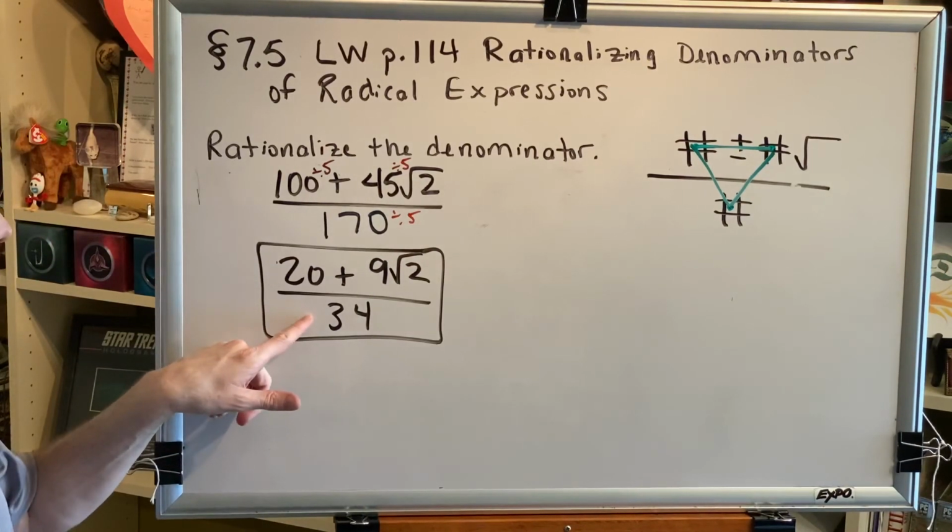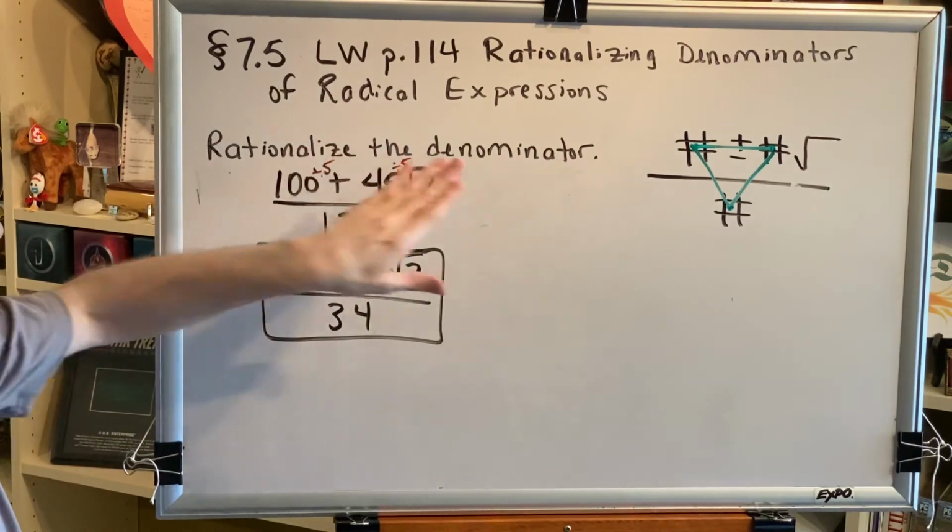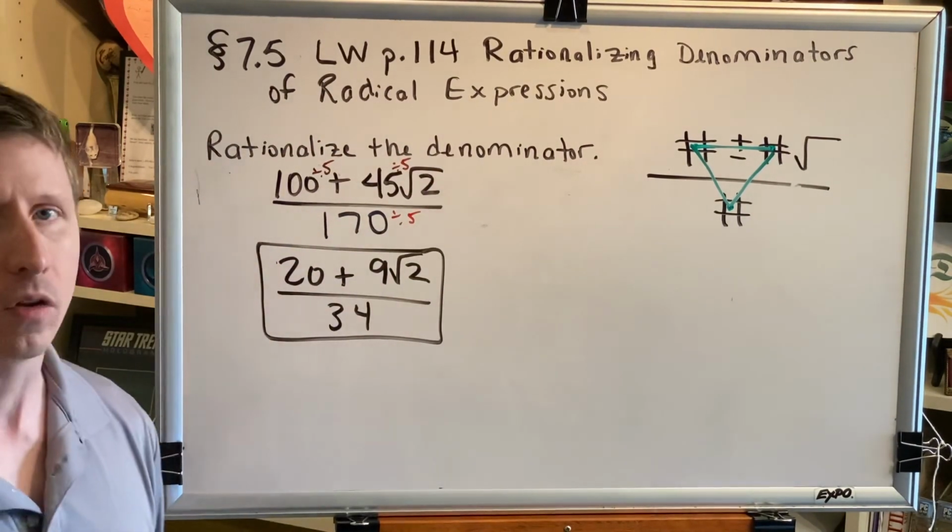Notice that the denominator has been rationalized. It no longer contains a radical. That's the goal of this problem. Get rid of the radical in the denominator.